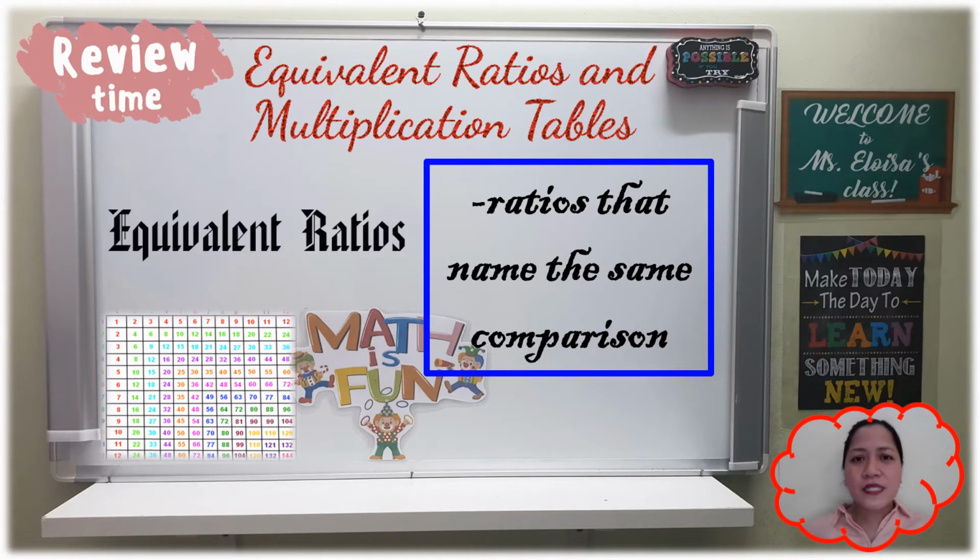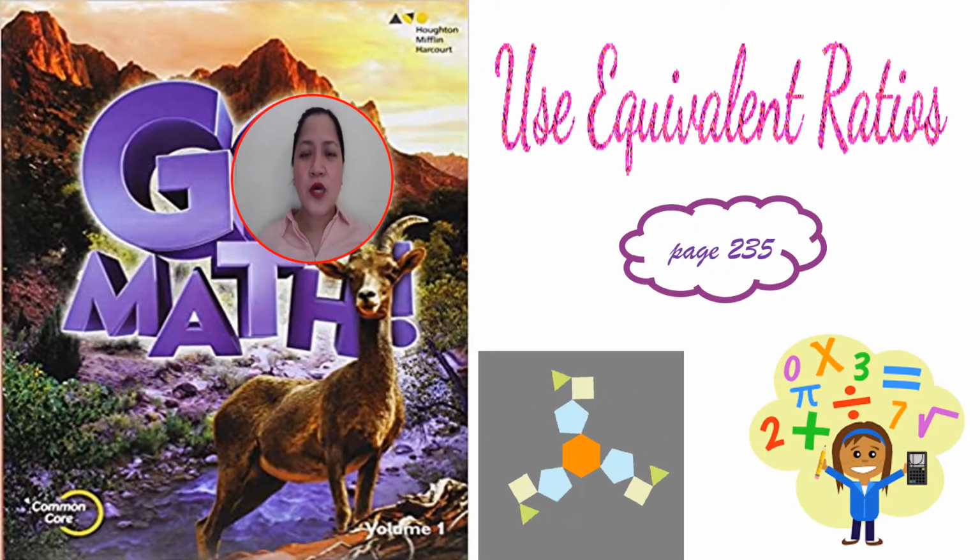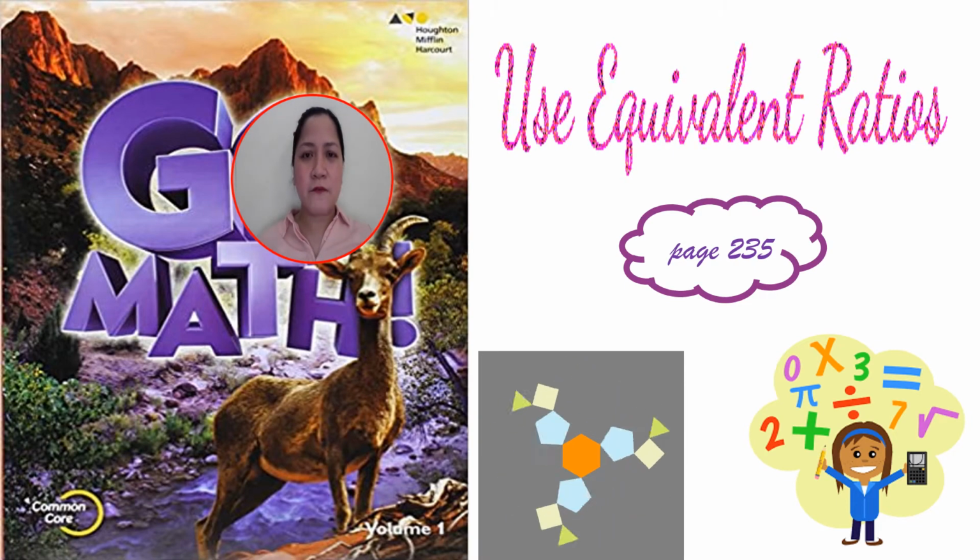Last time, we discussed equivalent ratios and multiplication tables. We learned that equivalent ratios are ratios that name the same comparison. We also learned that the easiest way to find equivalent ratios is to multiply or divide by a form of 1. For today, we will study how to use equivalent ratios found on page 235.